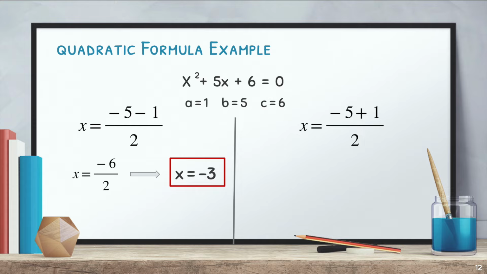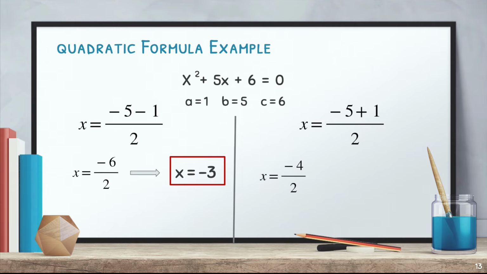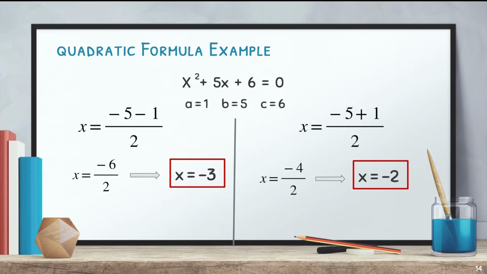Now, using the addition equation, we have x equals negative 5 plus 1 over 2. For this equation, we start by adding 1 to the negative 5, so we get x equals negative 4 over 2. We then divide the negative 4 by 2, and we get our final answer for the addition equation of negative 2. Therefore, your final two answers for the equation x squared plus 5x plus 6 would be x equals negative 3 and x equals negative 2.